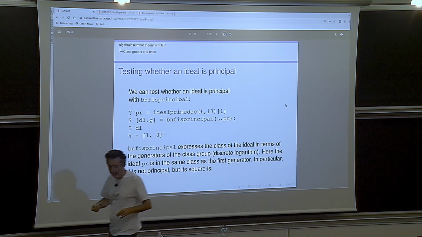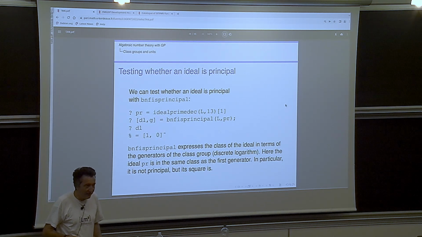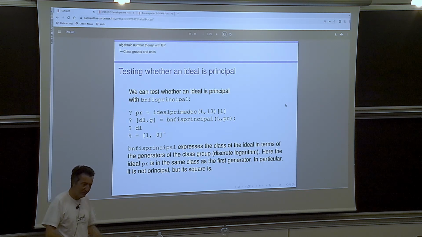Well, it's for Buchmann, because it uses Buchmann's algorithm. Okay, it's to say that we want to compute the class group and the regulator, and not just the integral basis.